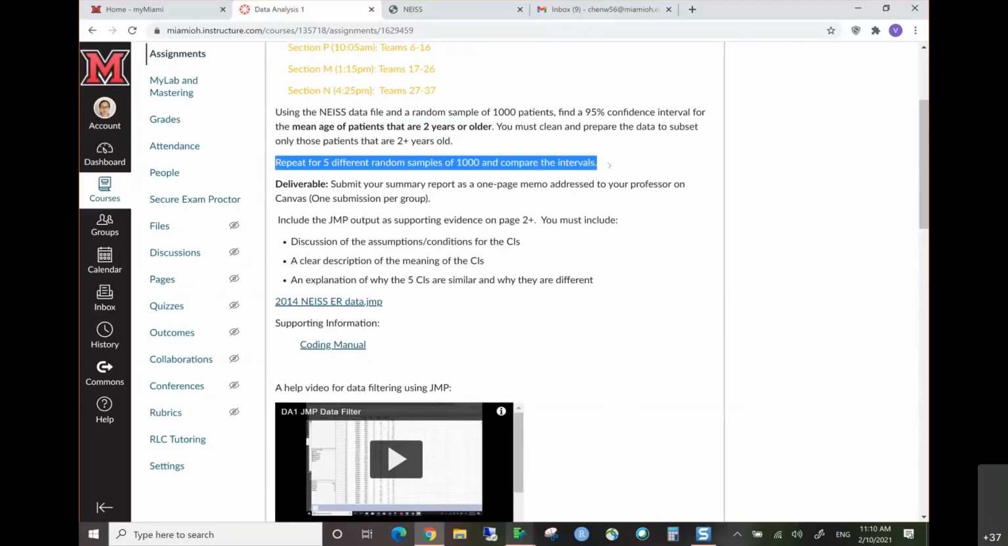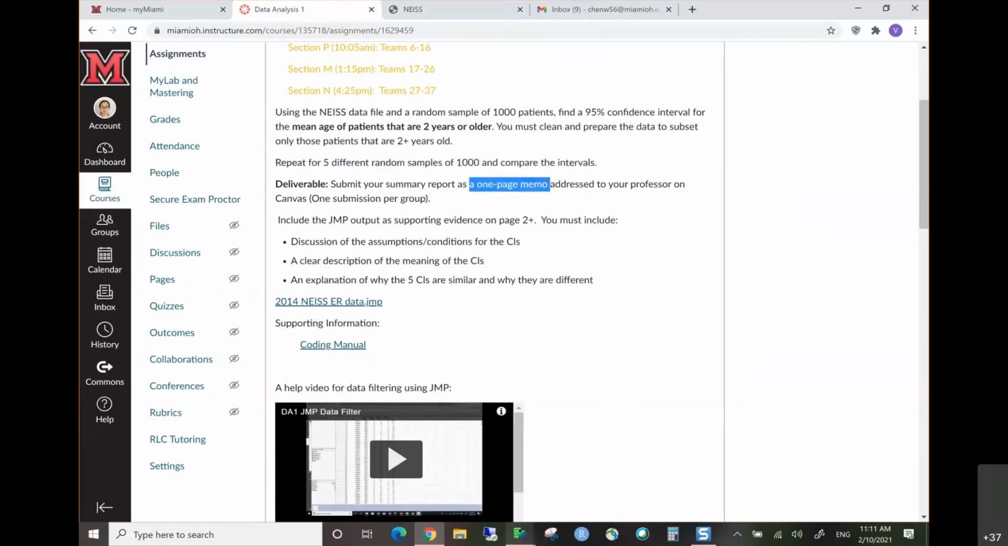That means you will have 5 different random samples, and based on these samples, you need to compute the 95% confidence interval 5 times. And then here you need to write a 1-page memo.